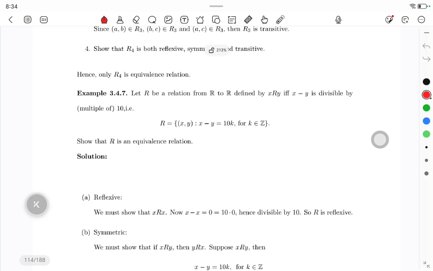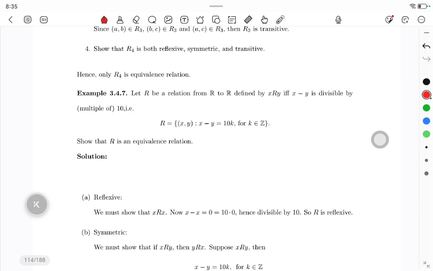They say, let R be a relation from R to R defined by x related to y if and only if x minus y is divisible by 10. And here likely they tell us what it means. Sometimes they don't, right? But you must know that if they say x minus y is divisible by 10, it means that it must be a multiple of 10, or it equals 10k for some k an element of the integers. So now for us to show that this is an equivalence relation, we must first show reflexive, then we show symmetric, then we show transitive.